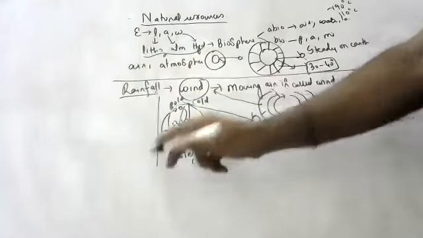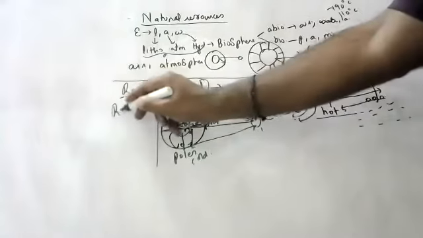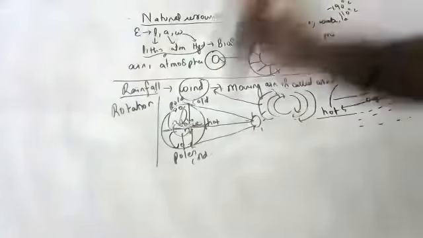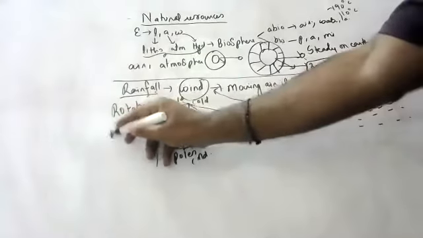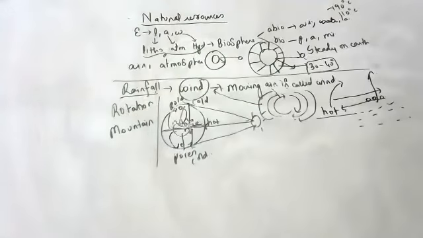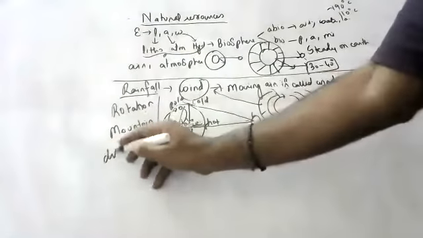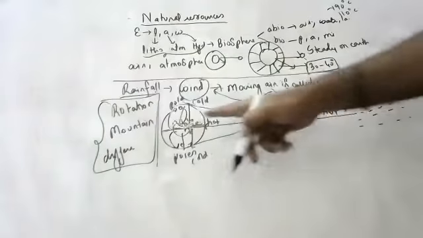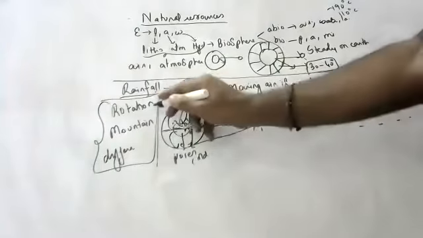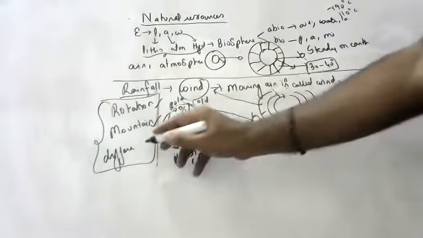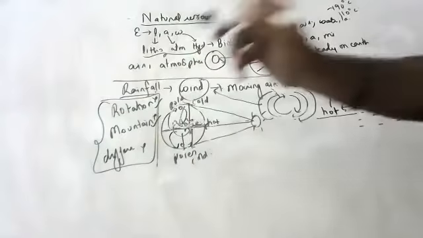Not only this, children, it also depends upon the rotation of the earth. Movement of the air also depends upon the presence of mountains in their path. And movement of air also depends upon difference in the heating. So movement of air depends upon three factors. Number one, difference in the heating. Number two, rotation of the earth. Number three, mountain ranges in their path.